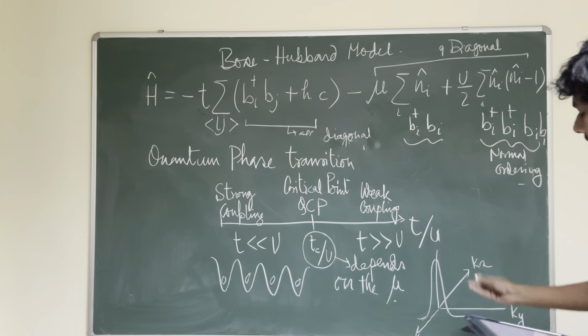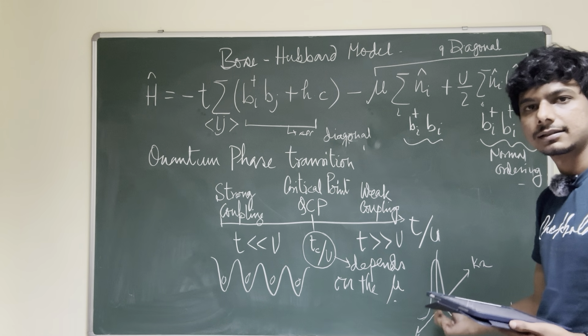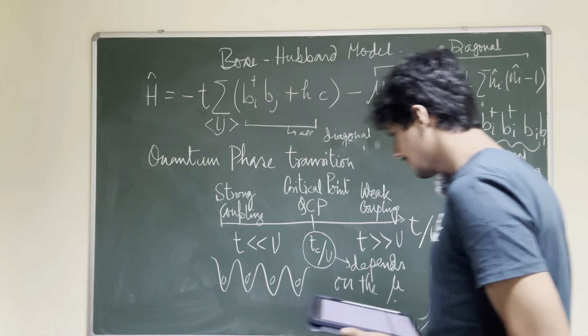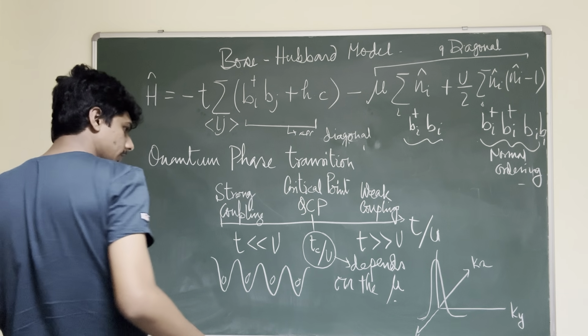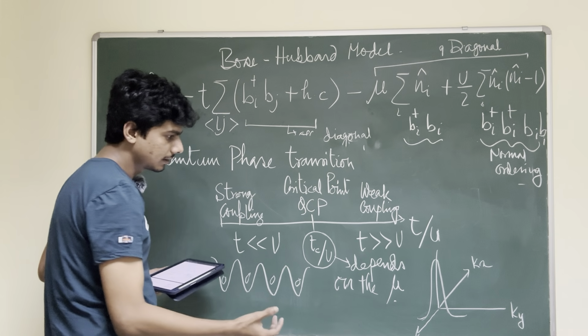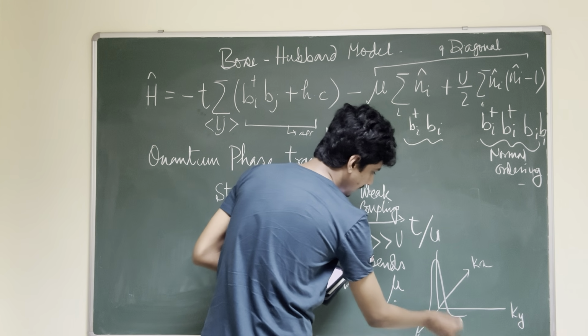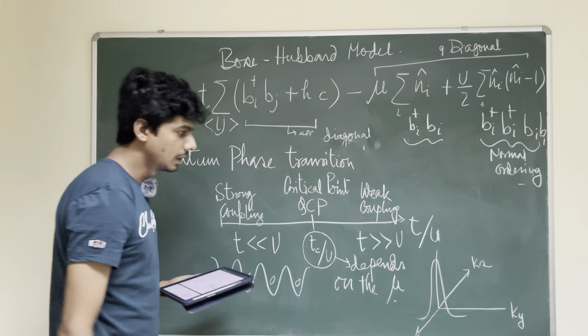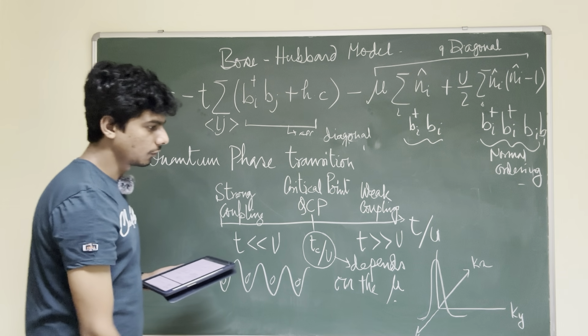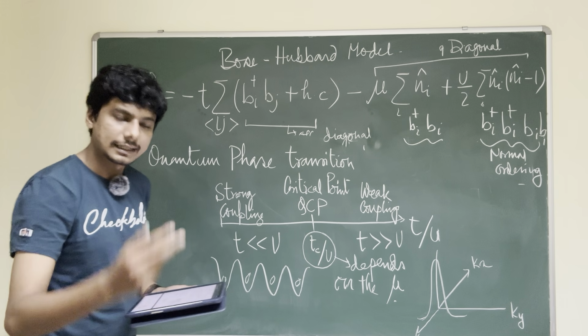So this is some occupation being diverse. Basically, in momentum space, we see that the accumulation of the bosons is at kx and ky equal to 0, and it fluctuates the boson number. So that is the superfluid phase.